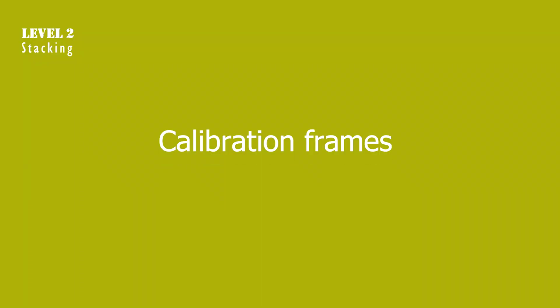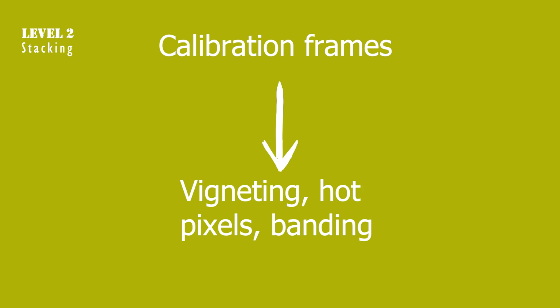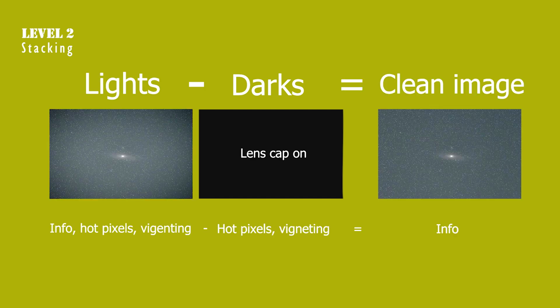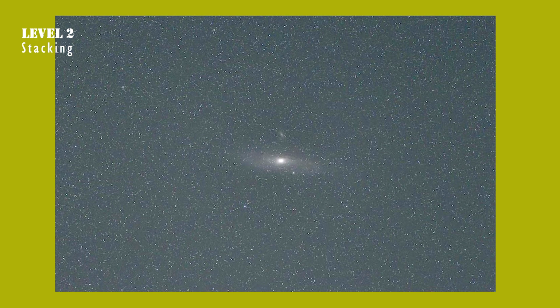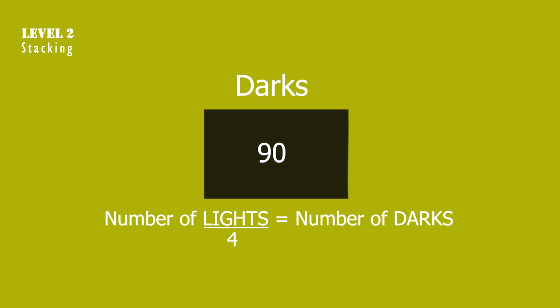Calibration frames. The calibration frames are special photos that help to correct flaws in your image. For calibration frames, we will use darks, pictures taken with the exact same settings as your lights, but with the lens cap on. They help to remove sensor noise and hot pixels. The noise on the sensor changes with the temperature, so it's important that we take the darks at the same temperature as the lights. I take them after shooting the lights on the same night. For this video I did 90 darks, but try to take at least 1/4 as many dark frames as light frames.